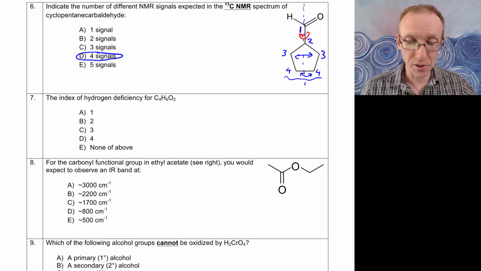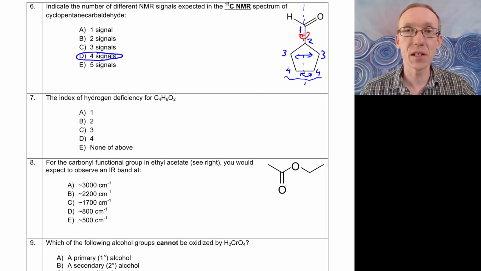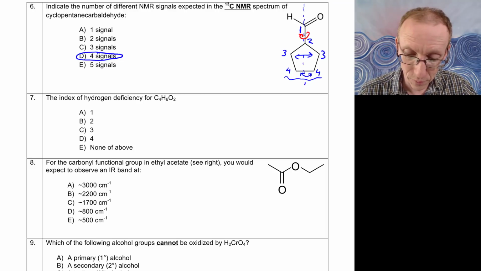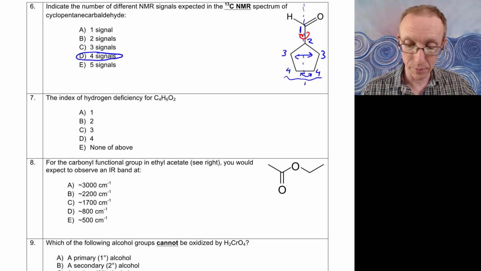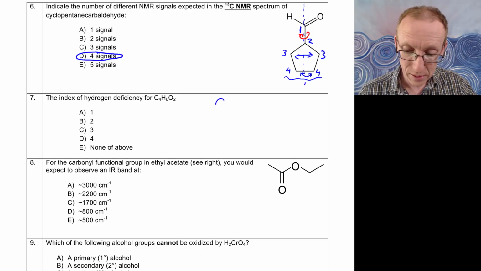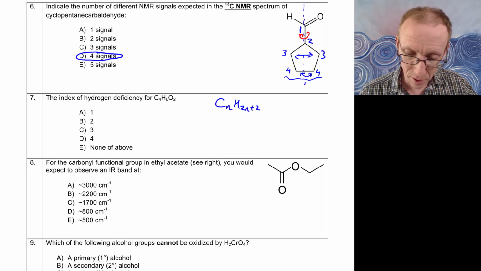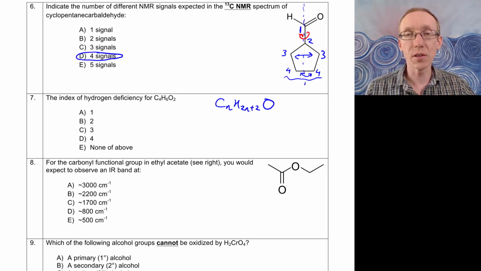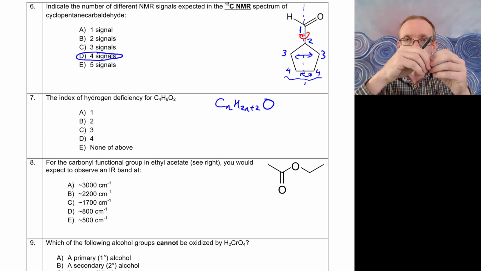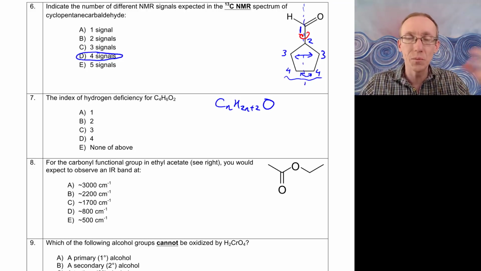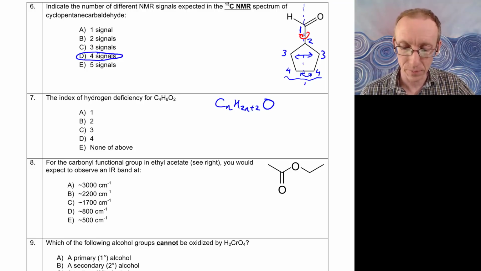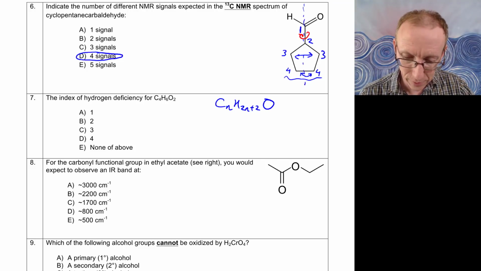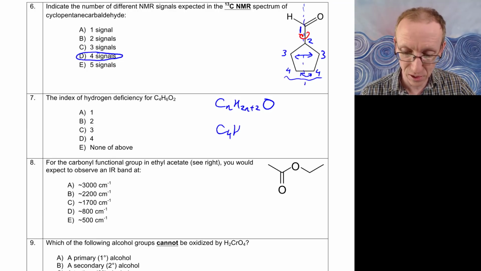Number 7, the index of hydrogen deficiency for C4H6O2. So for a reference molecular formula for this type of compound, we should see CnH2n plus 2, and then oxygen, sulfur, and selenium, we don't see the number of hydrogens per carbon change because the oxygen can just sort of slot into the middle of that chain without changing the hydrocarbon parts of it. So for C4, we should see 2 times 4 is 8 plus 2 is 10. So H10O.